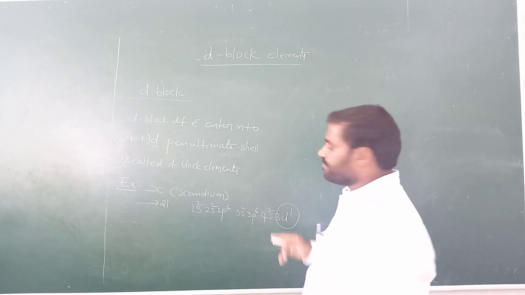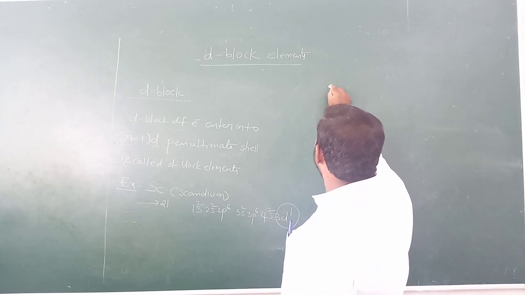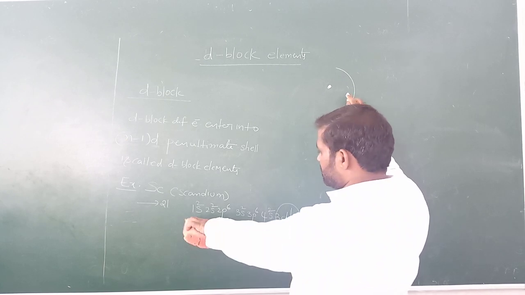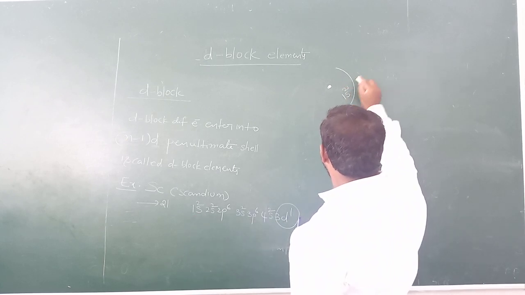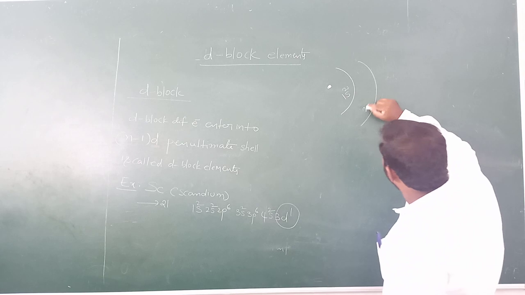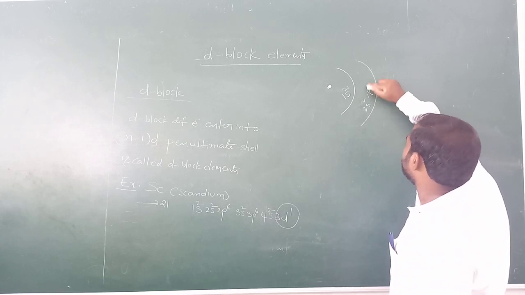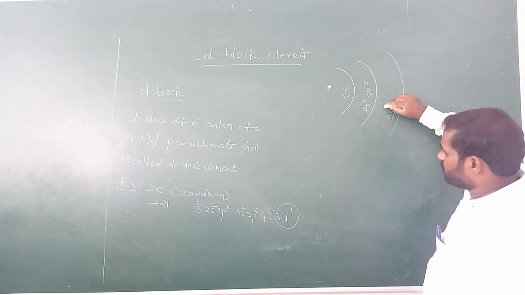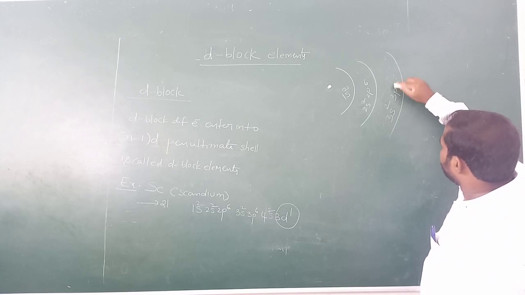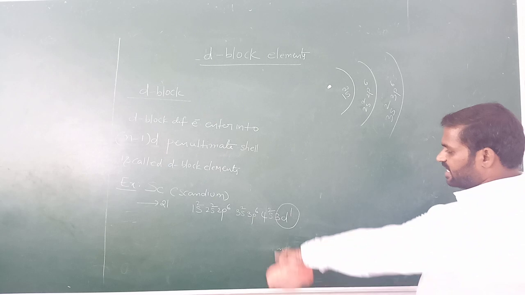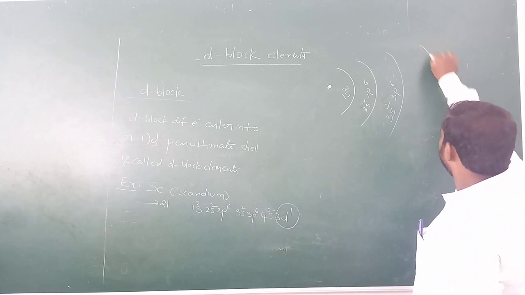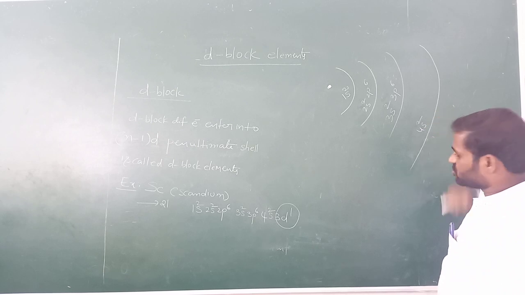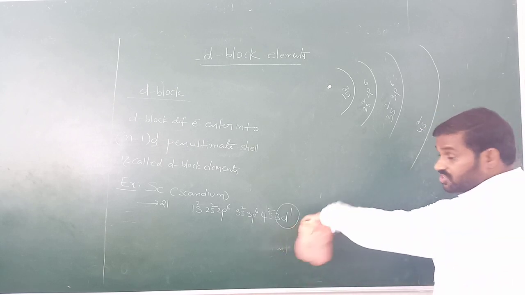Let's see. This is the nucleus of scandium. This is the first orbit. What is this? 1s2. Go for the second: 2s2 and 2p6. Clear? And go for the next one: 3s2, 3p6. Am I right? 3p6. Then the electron enters into 4s, then 4s2. Then again the electron enters into 3d.